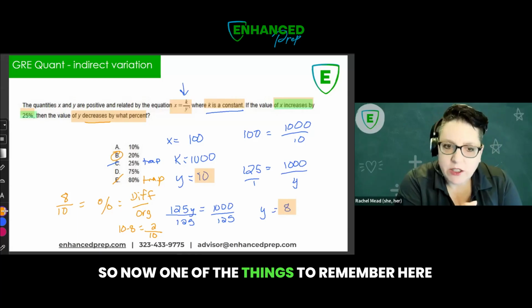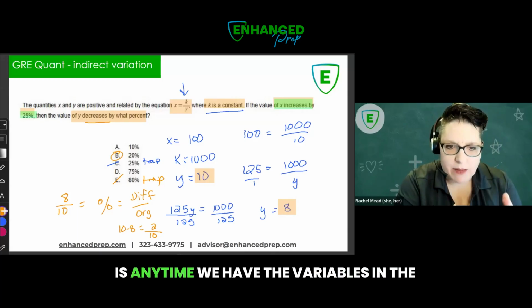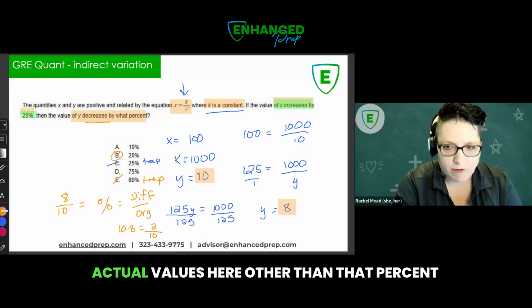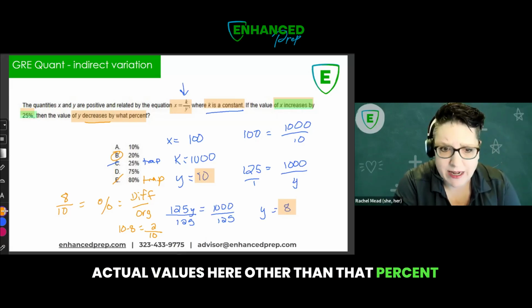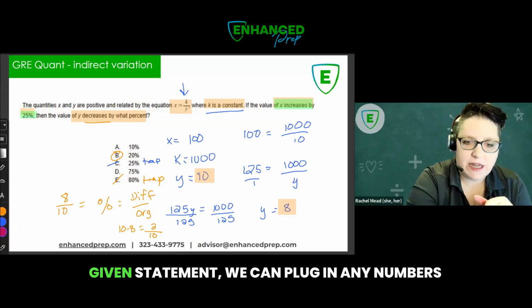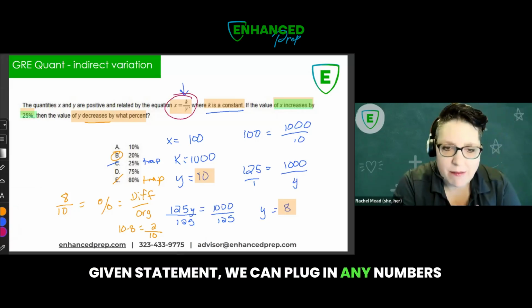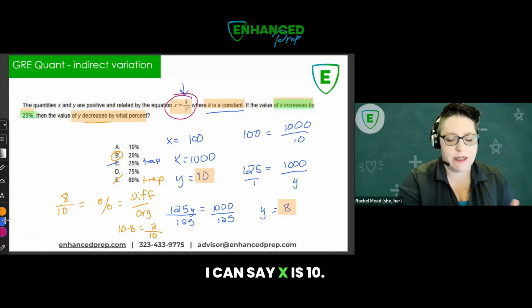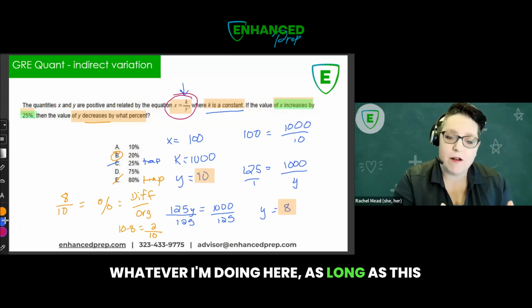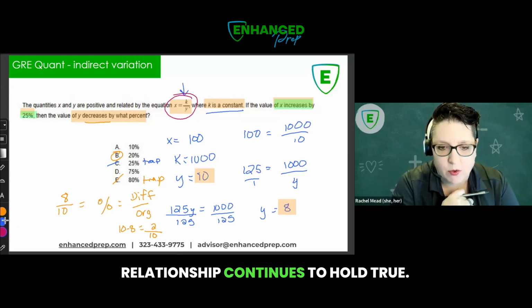So one of the things to remember here is anytime we have variables in the question and they're not giving us any actual values other than that percent increase, as long as we hold true to our given statement, we can plug in any numbers that we want. I can say x is 10. I can say that k is 8. Whatever I'm doing here, as long as this relationship continues to hold true.